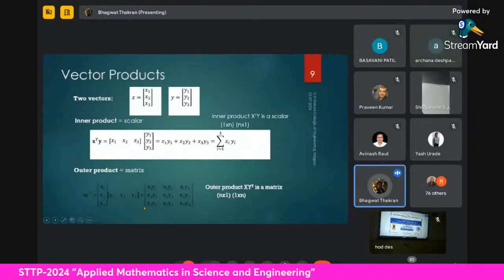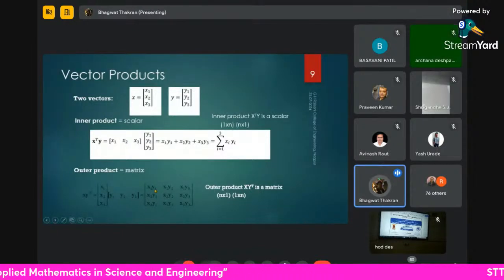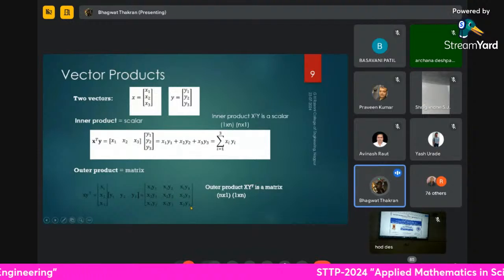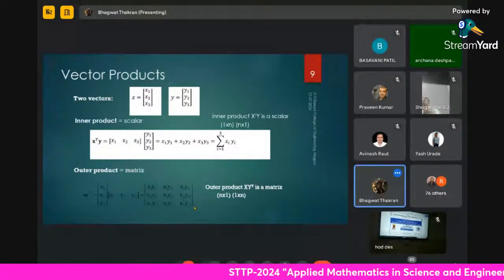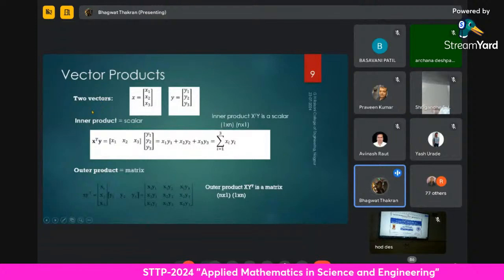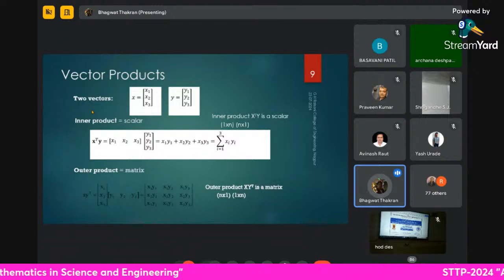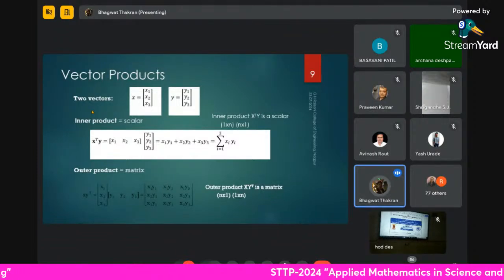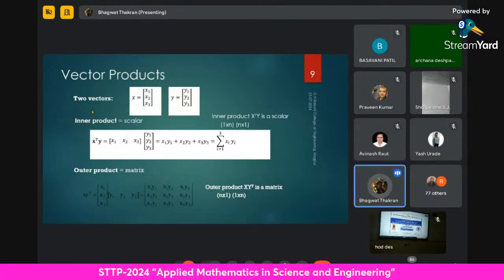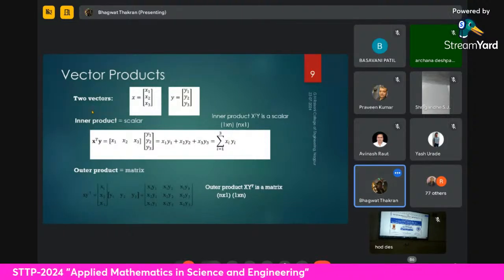And the result is, as you can see, x1, y1, the diagonals x2, y2, and x3, y3. So the vector product is very simple. We just have to take care of what type of result we want: a scalar or a matrix. Based on that, we use either the inner product or the outer product.